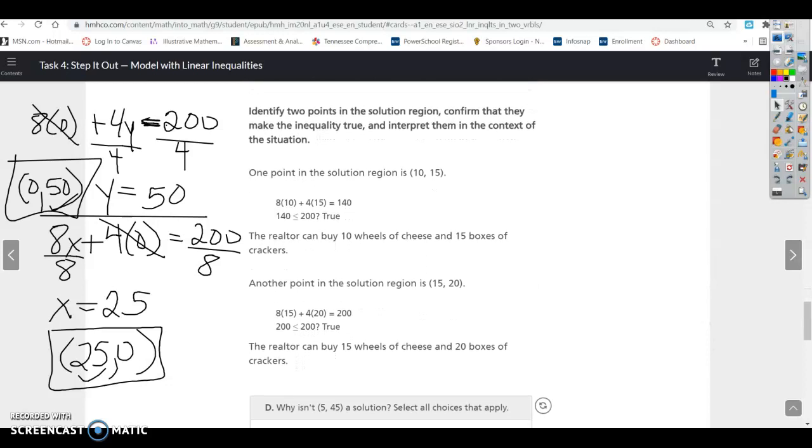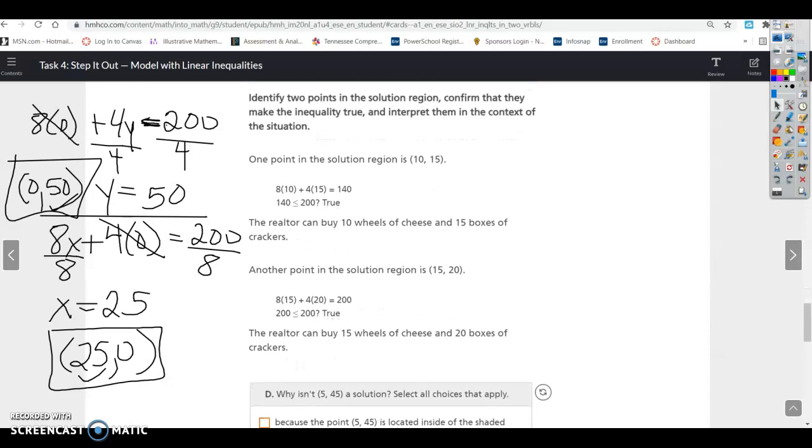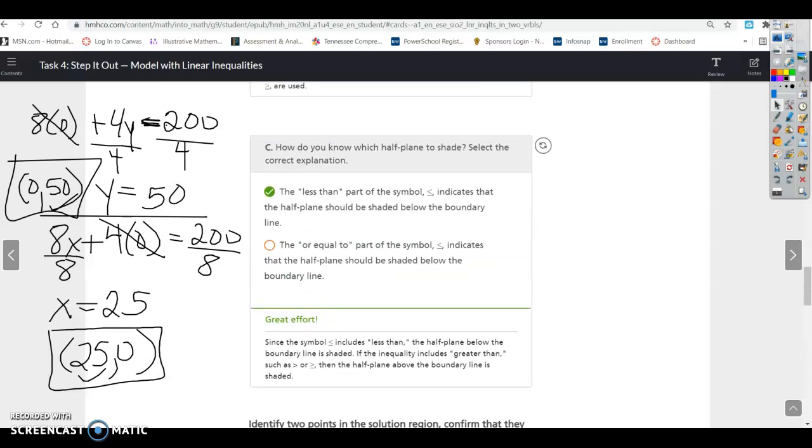All right, it says identify 2 points in the solution region, confirm that they make the inequality true, and interpret them in the correct context of the situation. So 1 point in the solution region, 10, 15, so you plug it in, and that's true, so we know that that's shaded correctly. So the realtor can buy 10 wheels of cheese and 15 boxes of crackers. Another point in the solution region is 15, 20. That is true. So the realtor can buy 15 wheels of cheese and 20 boxes of crackers.